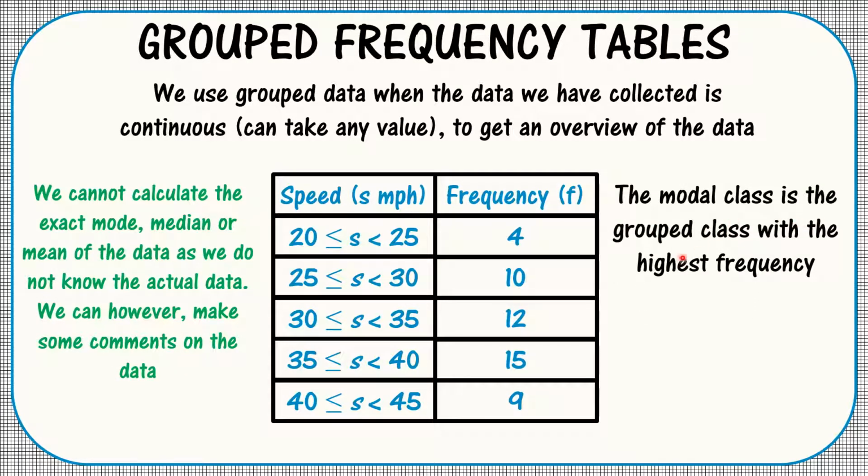So the modal class is the group class with the highest frequency. As you can see, the highest frequency is 15. Therefore, we'll say that the modal class is when S is greater than or equal to 35 and S is less than 40.